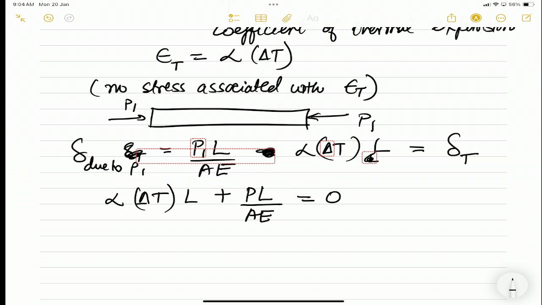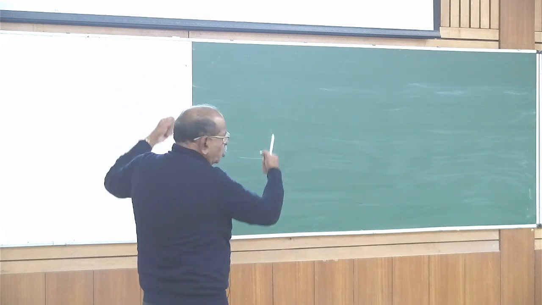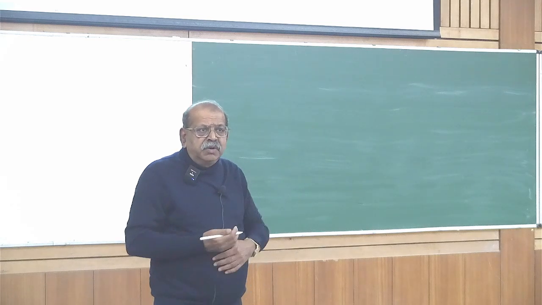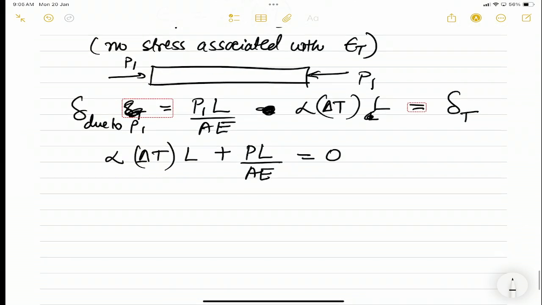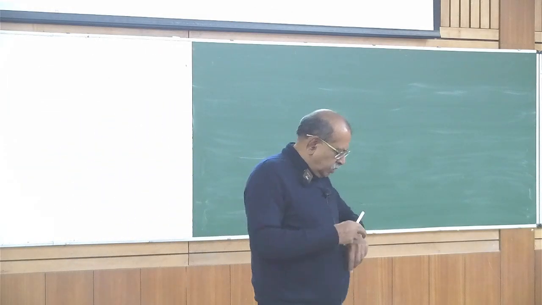The change of length due to temperature will be alpha delta T times L. The change in delta due to the load will be equal to P1 L upon AE, and the sum of these two must be equal to 0. So therefore, using this you can get the value of P. So this load P1 is equal to minus A E alpha delta T. So, this is what we do when there are thermal stresses, then we have to account for these using this.